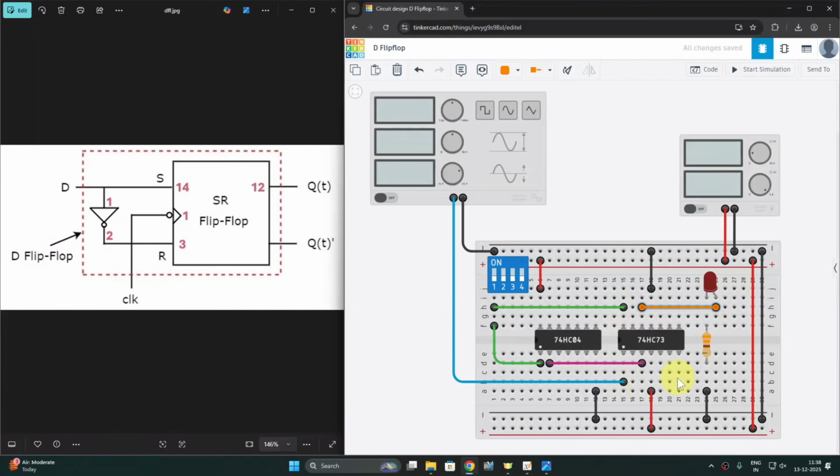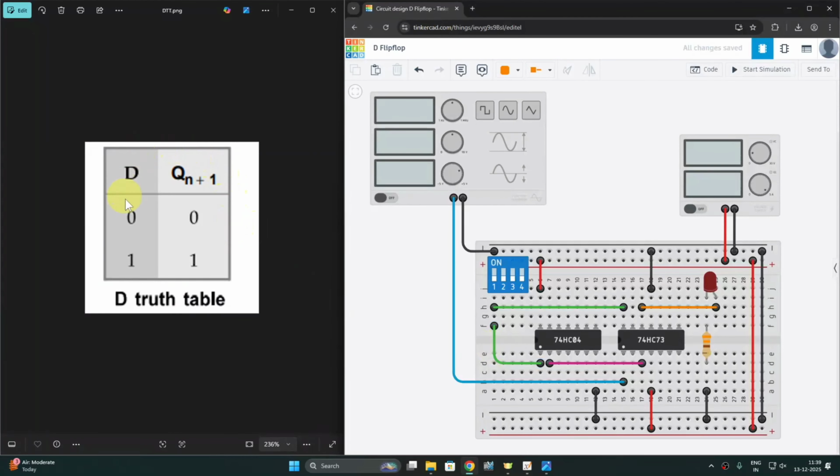Now we can start with the simulation. Before that, remember one thing: if you are using DIP switches, one terminal of the DIP switches must be connected with VCC and the other terminals must be used as input. Okay, this is now the truth table of the D flip-flop.